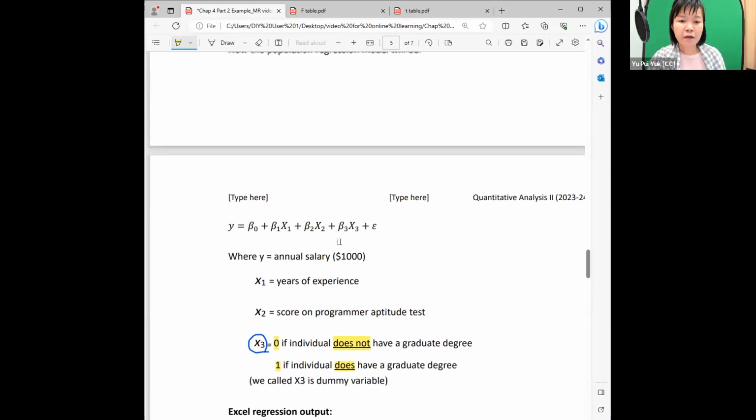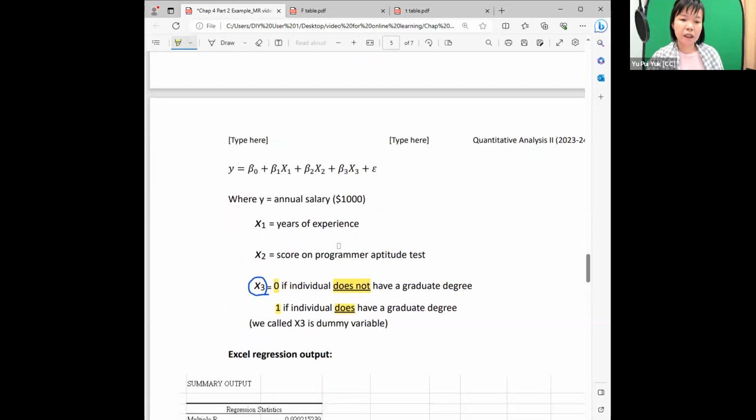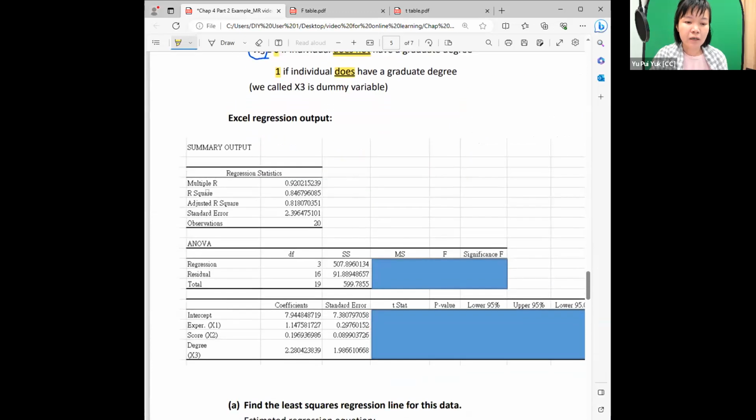Remember, if the regression model contains more than one X variable, we cannot just use a calculator to find the sample intercept and the sample slopes. We must use Excel to run the multiple regression analysis for us, or use some other statistical software like SPSS or SAS.